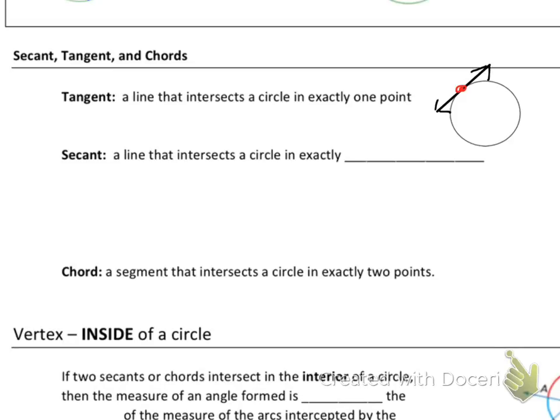What's the maximum amount of times a line can hit a circle? A straight line, so it's not curved, doesn't come back. I see a lot of 2's in the air. It is twice, and that's in fact what a secant line is: a line that intersects a circle in exactly 2 points.